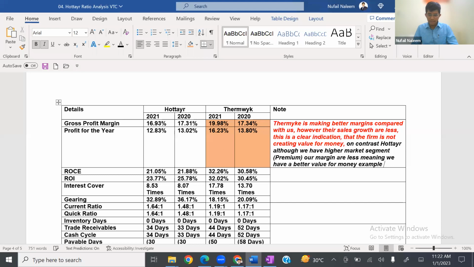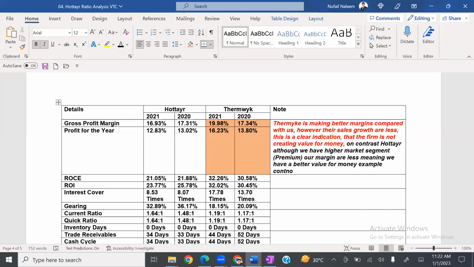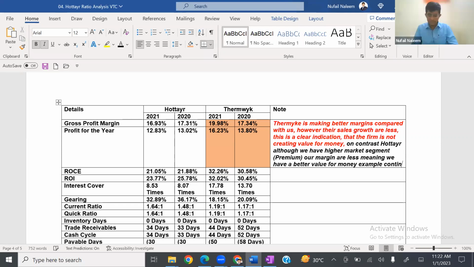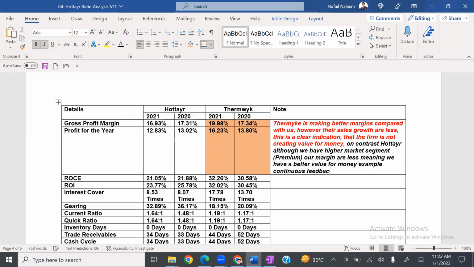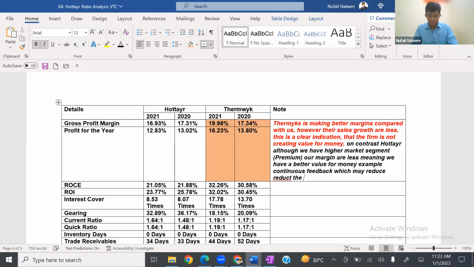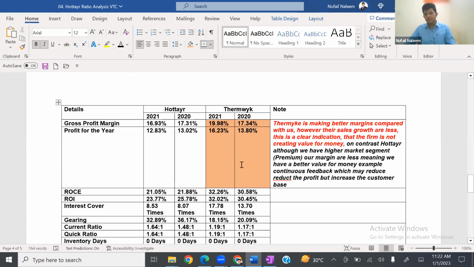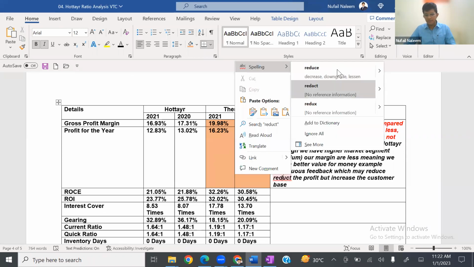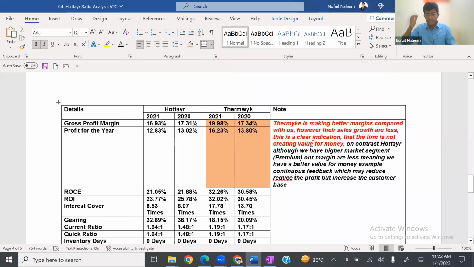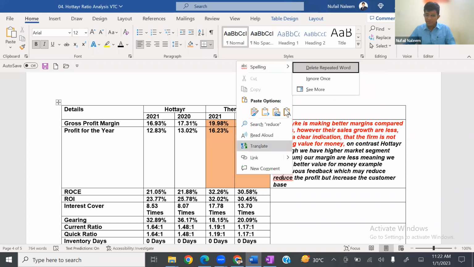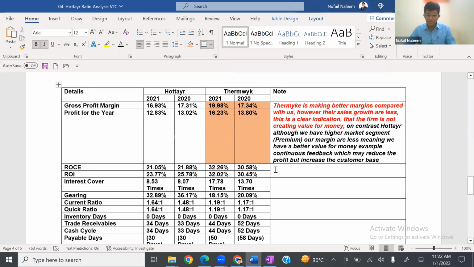For example, continuous feedback. Correct, no, Anushka? Yes, sir. We have that continuous feedback. That means in the app we can get the feedback, and based on the continuous feedback, which may reduce the profit, but increase the customer base. Agree, no, students? Yes or no? Now, certain expenses may reduce the profit, but it may increase the customer base also, right? Practically speaking, I believe, sir, everyone has got that application there.